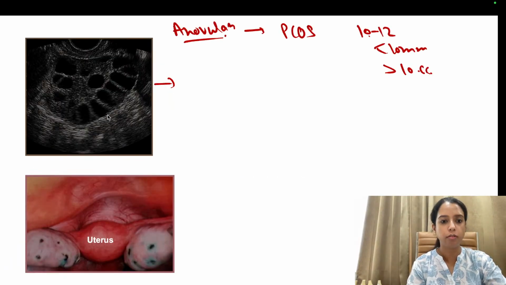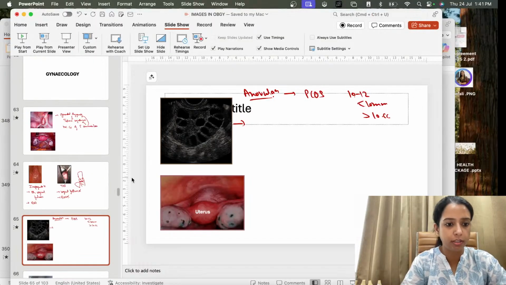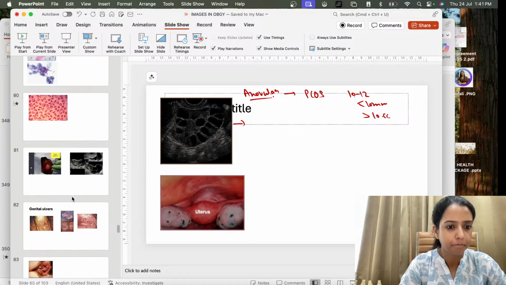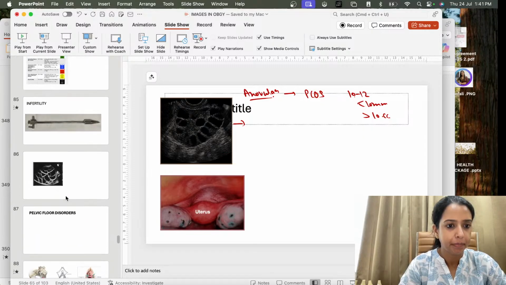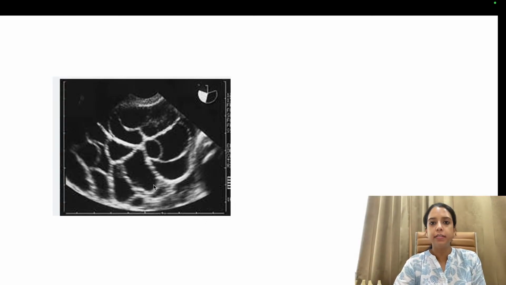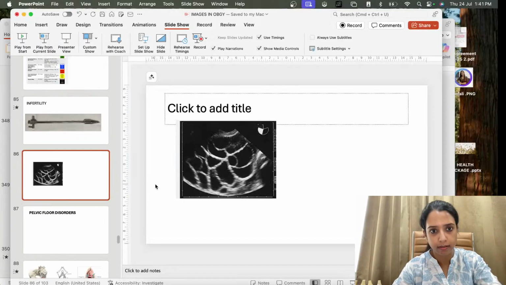This is PCOS, okay? Now let me show you OHSS. This is OHSS. The cysts are not peripherally arranged. They are not small. They are large, filling the whole ovary. This is OHSS. Okay?